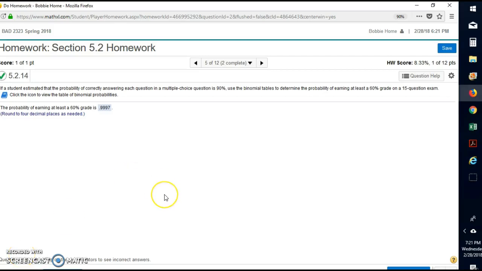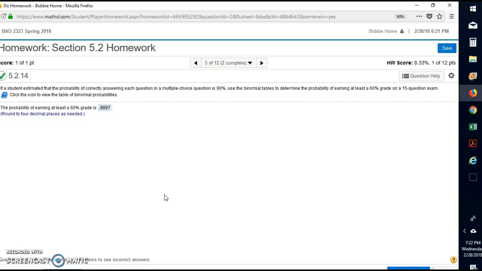Okay, I just wanted to go over question number 5. I have a student who needed a little help with it, and so let's look at it. If a student estimated that the probability of correctly answering each question in a multiple choice question is 90%, use the binomial tables to determine the probability of earning at least a 60% grade on a 15-question exam.